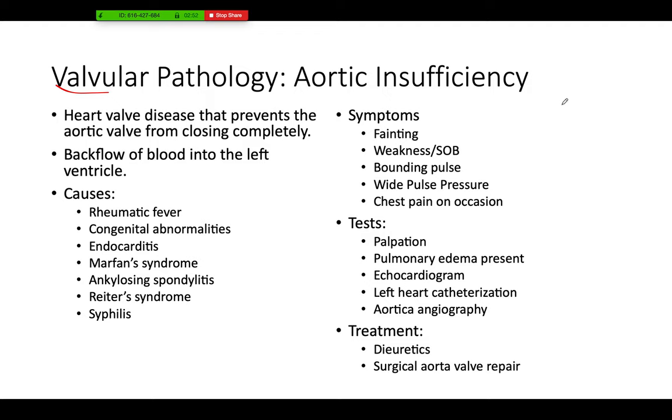Aortic insufficiency, we talked about, actually, since we talked pretty at length about this, Andy, could you tell me a little bit about what your client will look like if aortic insufficiency is their diagnosis? Aortic valve regurgitation, insufficiency, same thing. Very good. Pulmonary edema.